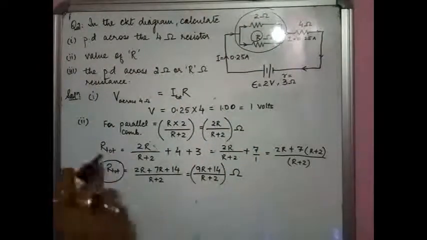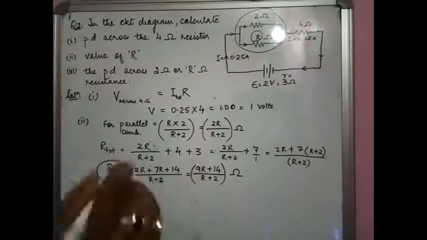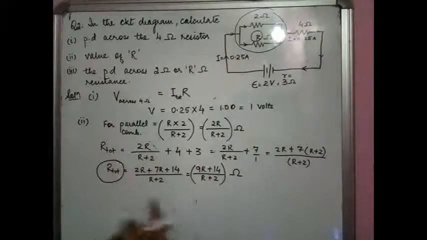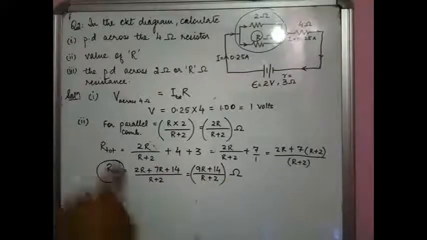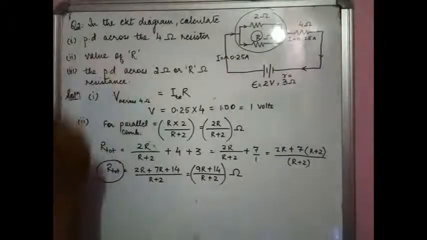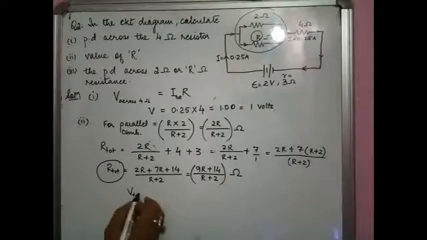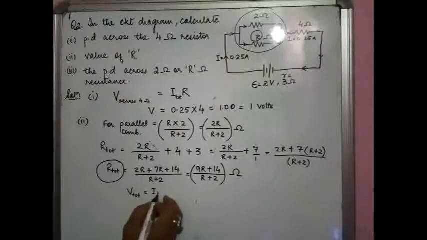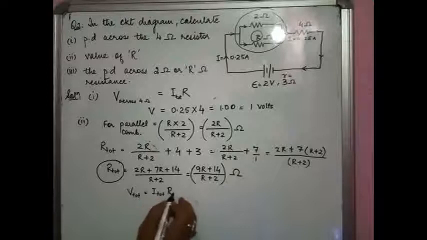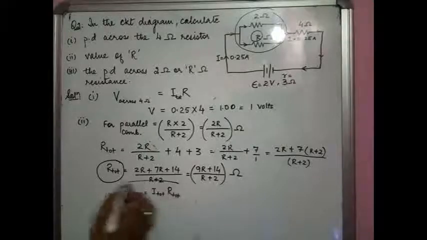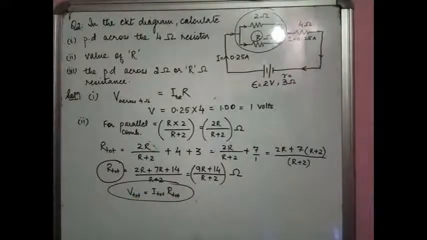Why did we calculate this total R? Because, please note, we have to make use of this total R to find out this R, because the second part says value of R. So we will apply that Ohm's law again. V total is equal to I total multiplied by R total. Please note that this formula is again simply Ohm's law. V is equal to I R.